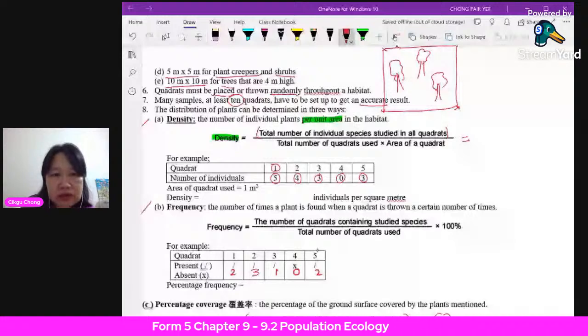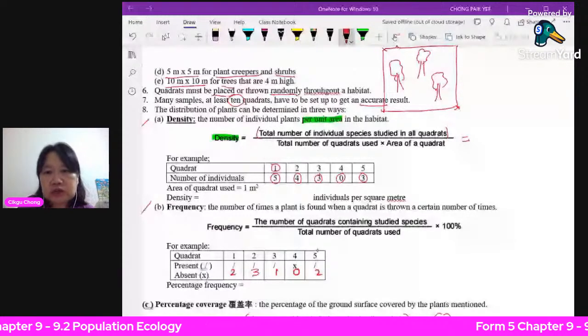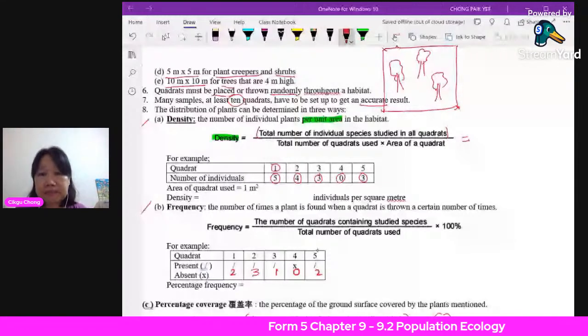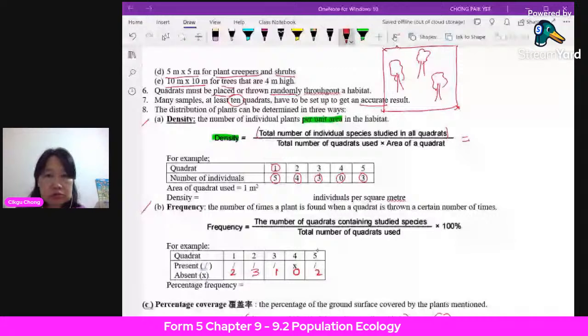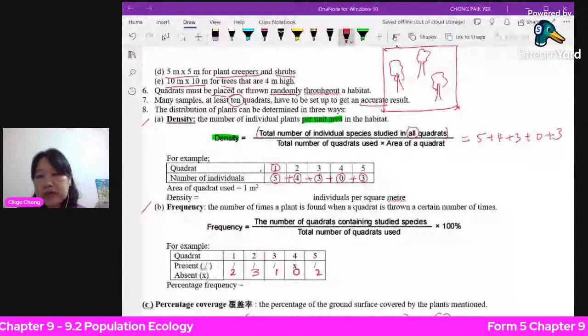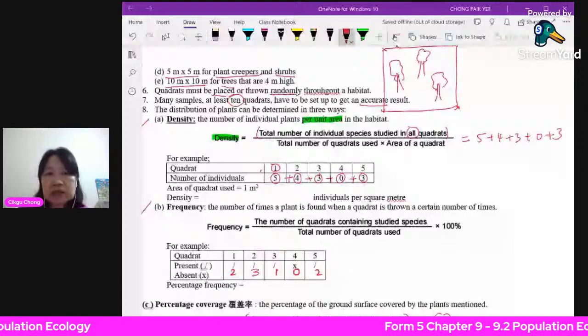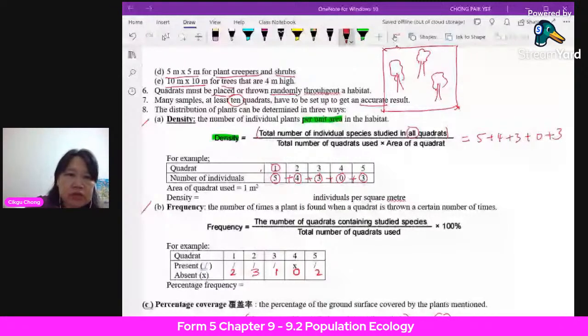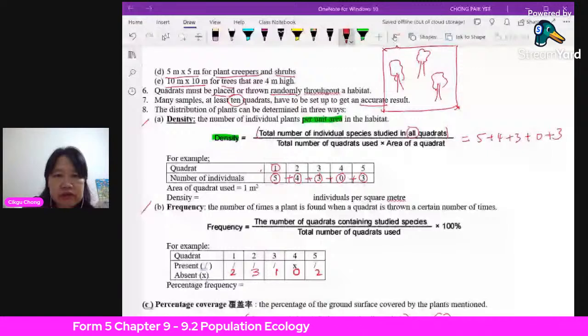5 plus 4 plus 3 plus 0 plus 3. Add up all. Kosong, don't have, you can leave it out, but make sure you add up all. Divided by the total number of quadrats used. So you can see how many quadrats did we use? We use 1, 2, 3, 4, 5. So we use 5 quadrats.